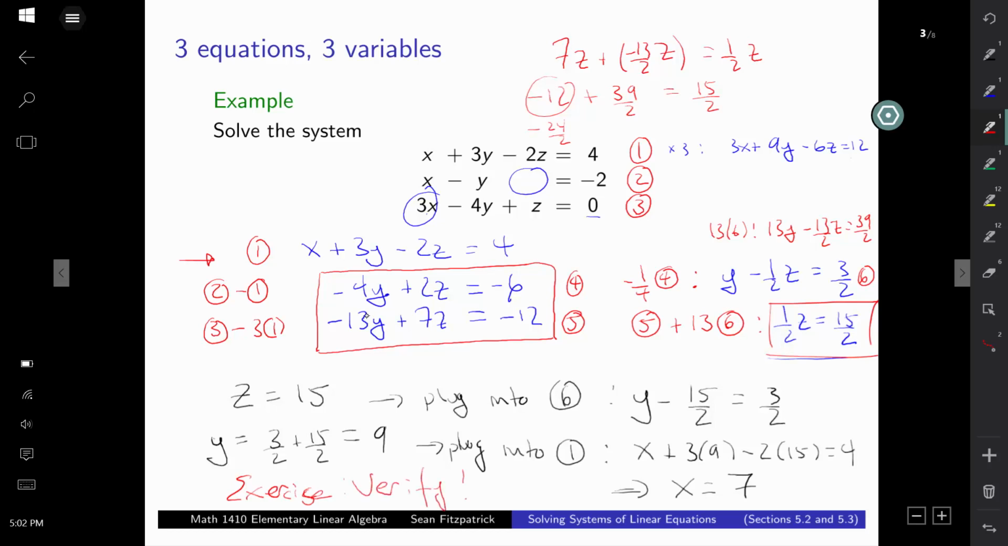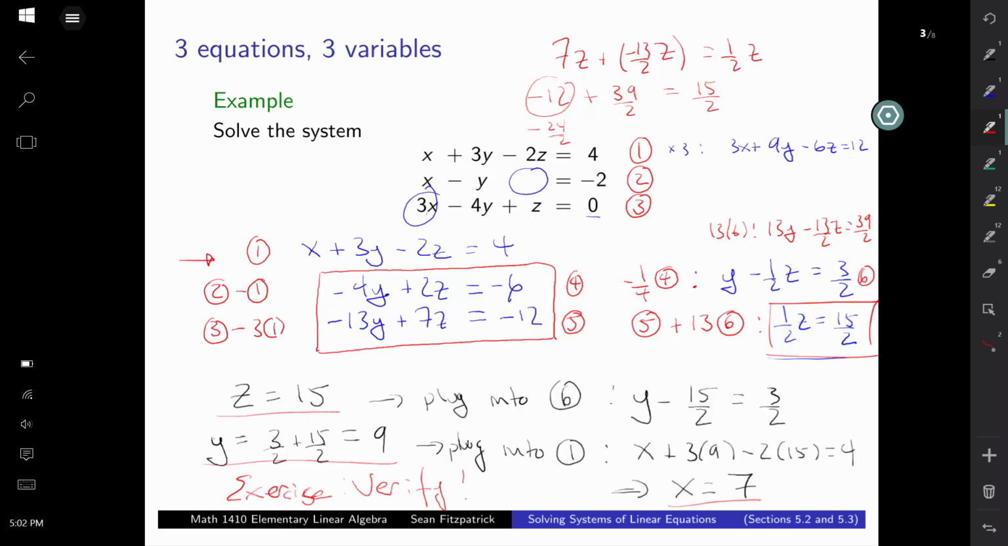So take those 3 values, x is 7, y is 9, z is 15. Try them in any one of the 3 equations we started with and make sure that it works for all 3, okay? That's how you know that you've solved the system, right? Once you plug them back in, then you know for sure you did your job. Okay. Now it's a bit of a mess, right?